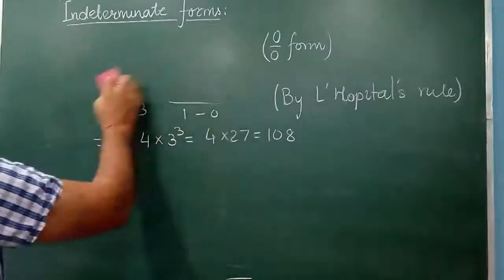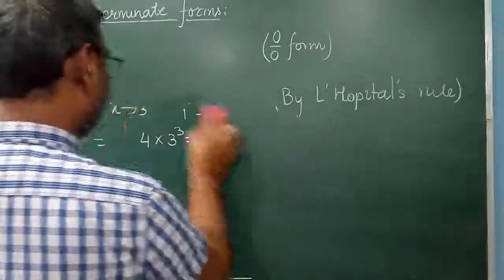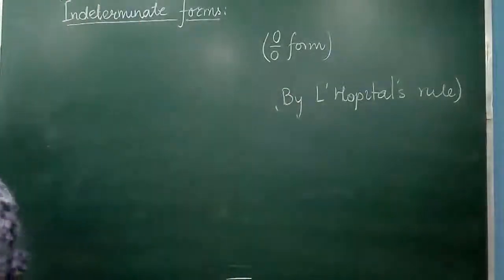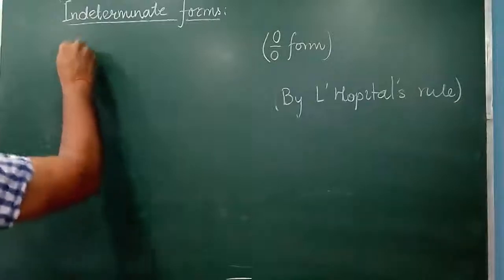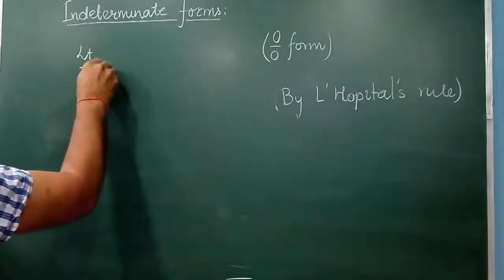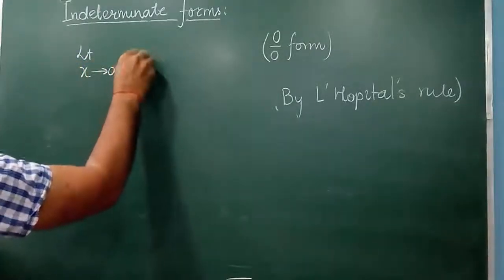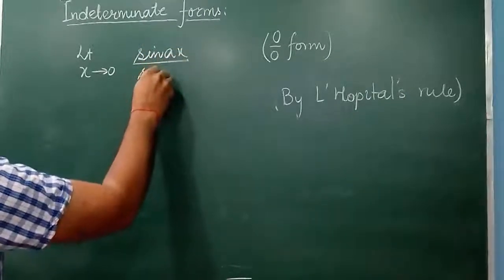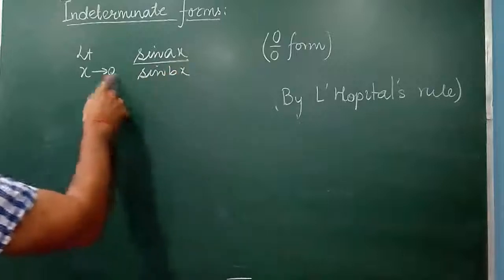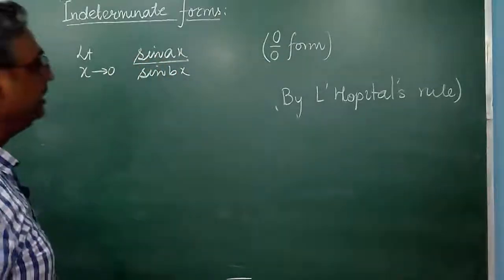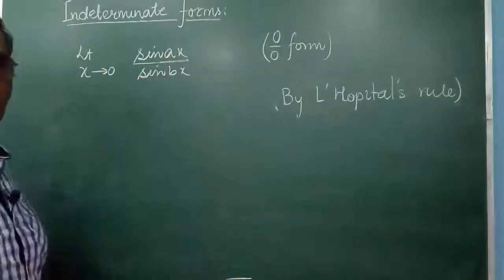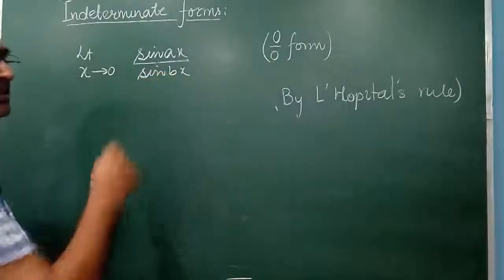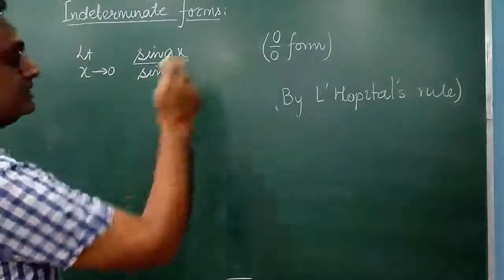Now the second question we will be doing. This will be using L'Hopital rule again. So we can see it. It is limit x tending to 0, sin ax upon sin bx. Now if I put the value 0 here, sin 0 degree is 0, here also sin 0 degree is 0, this is 0 by 0 form.